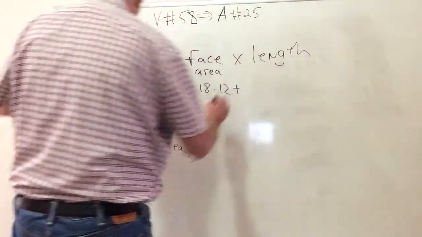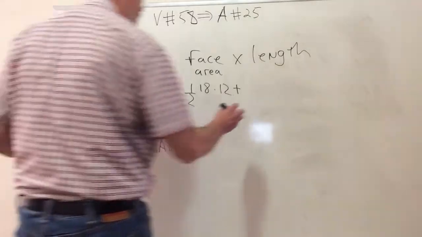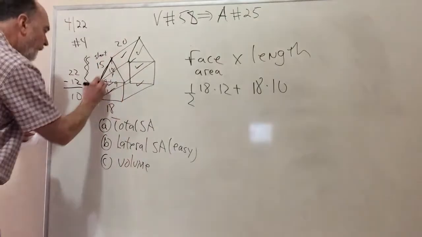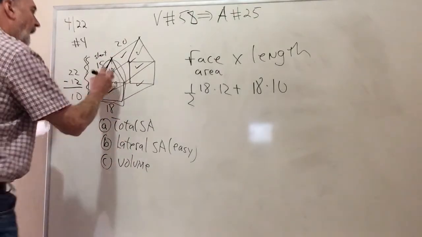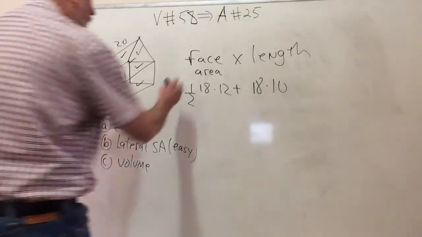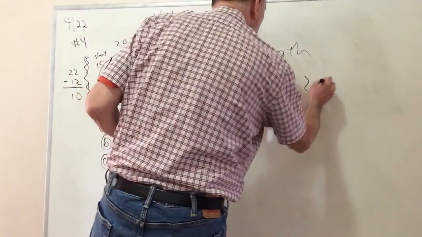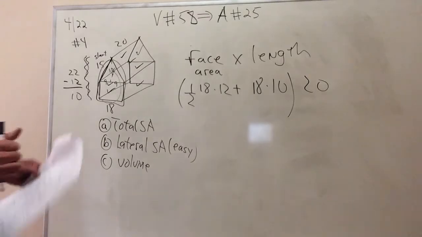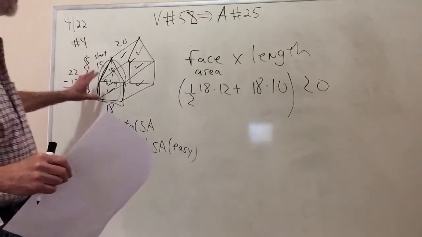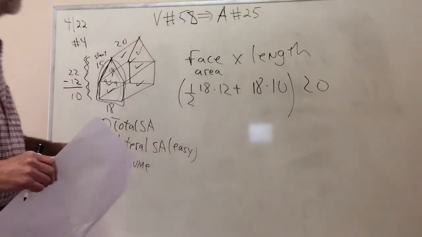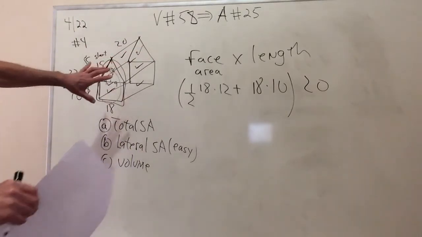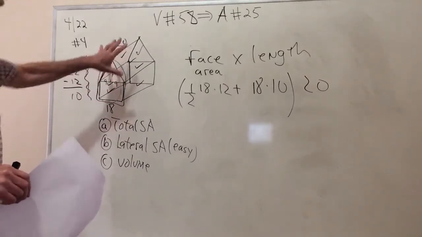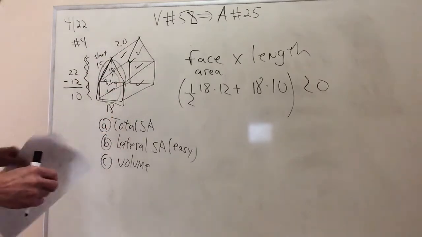Plus 18 times 10. So we'll just write it out in steps here. That's the whole face right here, and that times 20. So we'll put this in parentheses. We have to multiply it times 20, and you get the volume. You need to know that. Done that quite a few times. It's the face times the length. The area of the face times the length gives you the volume of these prism figures, three-dimensional, in space.